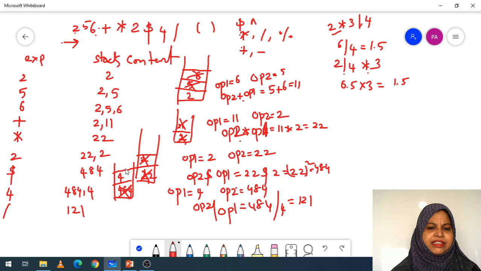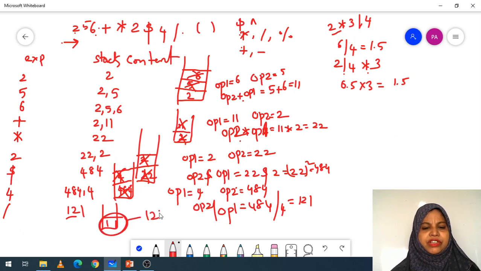Now, these 2 are completed. Is there any expression left? The expression is completed. So, we have to stop the process. We have to pop the last element present in this stack. Which element is present in this stack? That is 121. So, we pop this element 121 from this stack. This is the answer for the evaluation of the given expression. So, the answer is 121. This is the evaluation of a postfix expression.